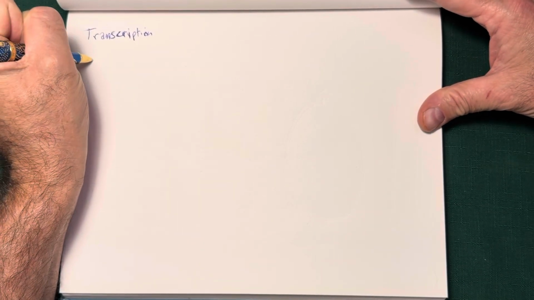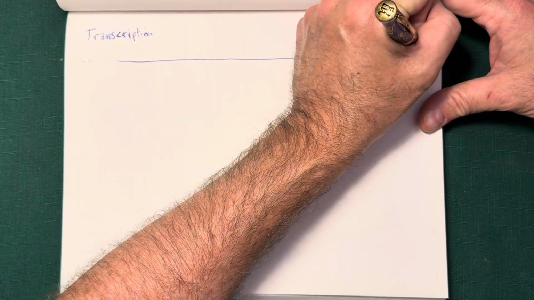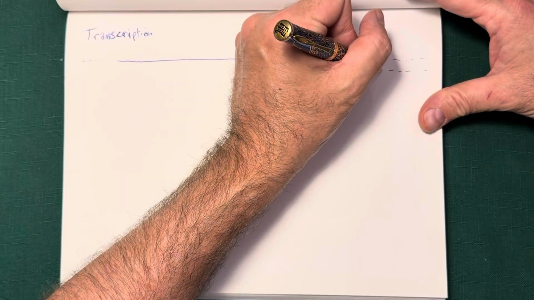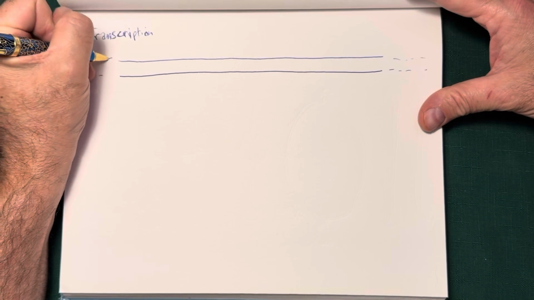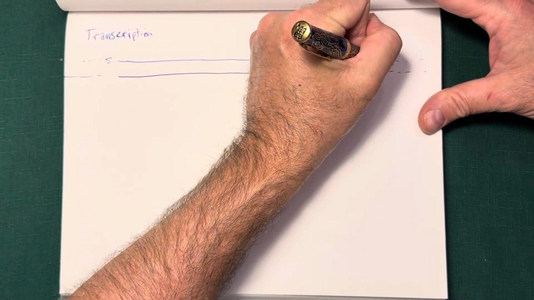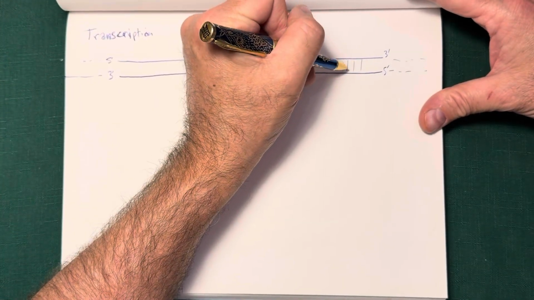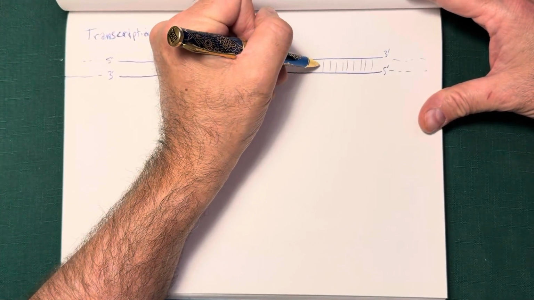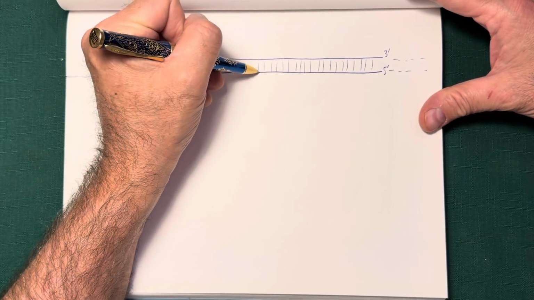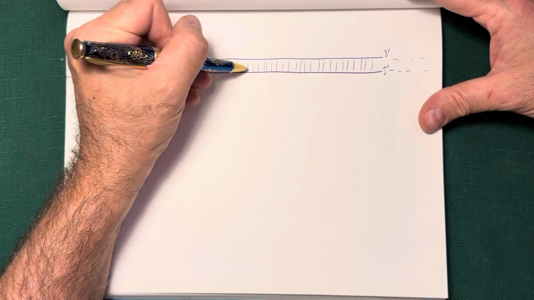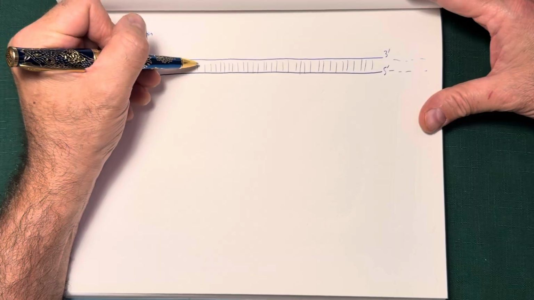But imagine, if you will, that we've got a bacterial chromosome running off in both directions, but for the purposes of this drawing, we know that there is a protein coding gene in this region. So we've got our double-stranded double helix.